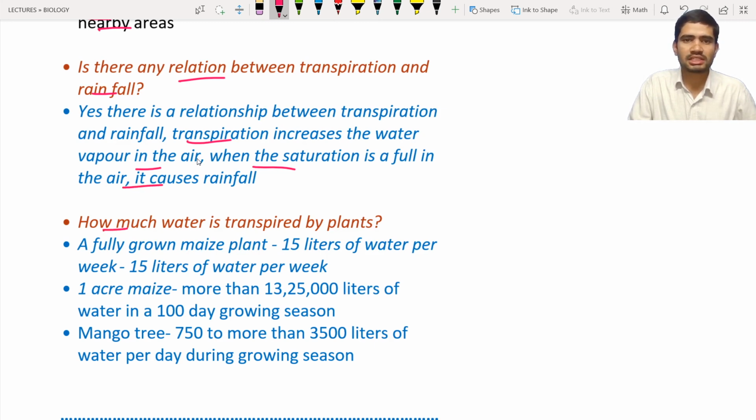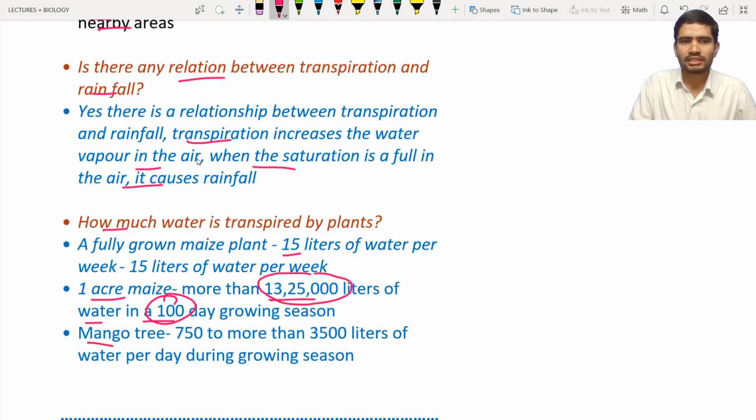Okay, next is how much water is transpired by plants. The transpiration in plants depends upon the type of plant and also the nature of the plant. Let us take a few examples. If you take a fully grown maize plant, it is going to transpire around 15 liters of water per week. Next, 1 acre of maize crop is going to transpire about 1,25,000 liters of water per day in the 100 days of the growing season. It means within 100 days it is going to transpire this huge amount of water.